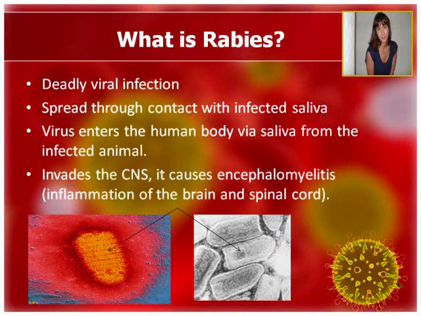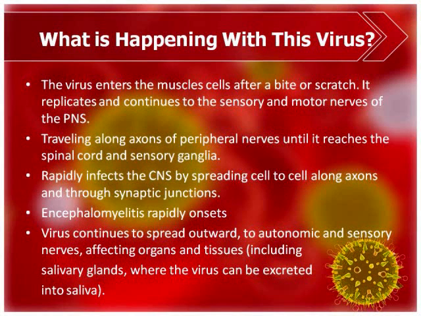Rabies is a deadly viral infection most often carried by wild animals and is contracted after a person or animal is bitten or scratched. The virus enters the human body and invades the central nervous system, causing encephalomyelitis, inflammation of the brain and spinal cord. The virus enters the muscle cell after a bite or scratch and travels on the axons of the peripheral nerves until it reaches the spinal cord and sensory ganglia.